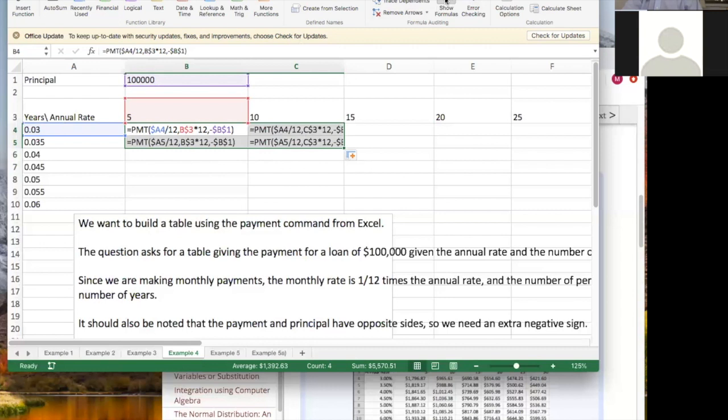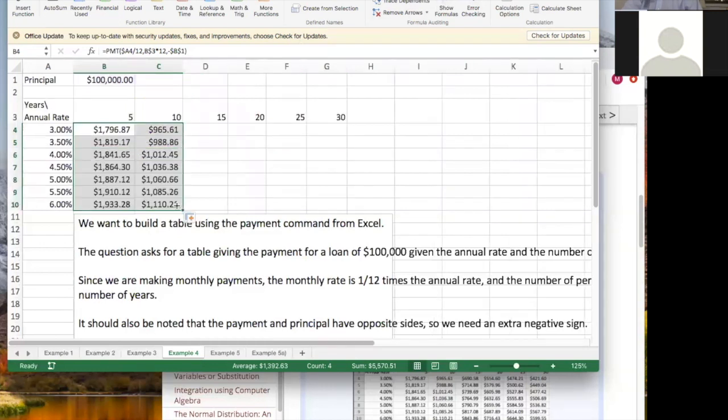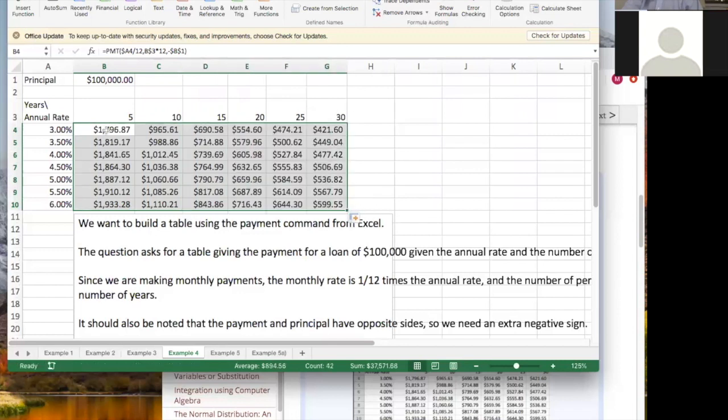So we now can unshow the formulas and build our table. And what we see is that if we had a $100,000 mortgage for 5 years at 3% interest, we would need to pay about $1,800 a month to pay it back. If we have that same 5 years and there's a 6% interest, our monthly payment has gone up to $1,933. If we have 30 years to pay it off, so we have 6 times as long to pay it off, we pay $421 a month. If the interest rate goes up to 6%, then we're paying off $599 a month.